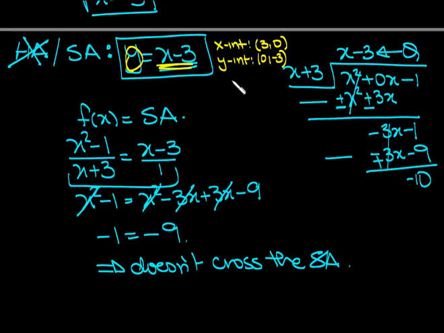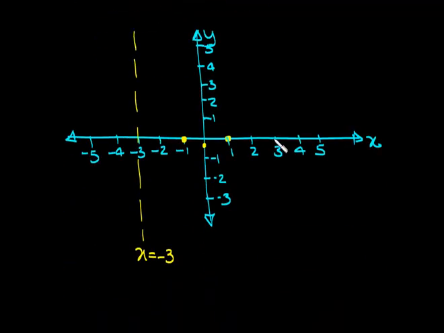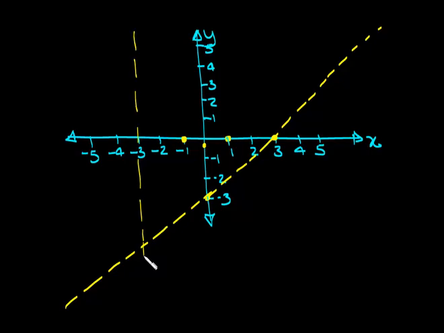So these are just there to plot that line. I need 2 points to plot that line. So I found the x-intercept, which is (3, 0), and the y-intercept is (0, -3). So if I connect these 2 points, I get my slant asymptote. So there you go. That's all we have so far.